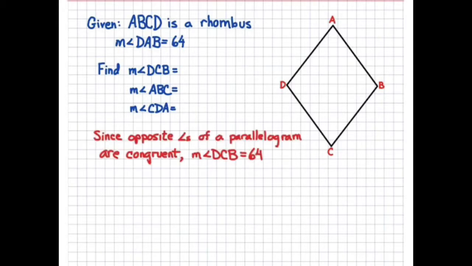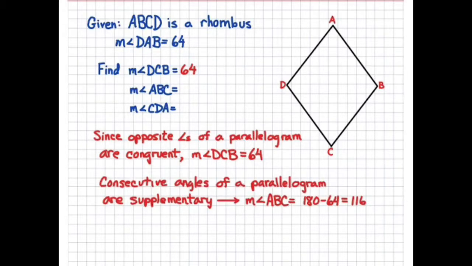If the angle at the top of this rhombus is equal to 64 and opposite angles are congruent, the angle at the bottom is also 64, and consecutive angles are supplementary, so the angles on the sides are each equal to 116.